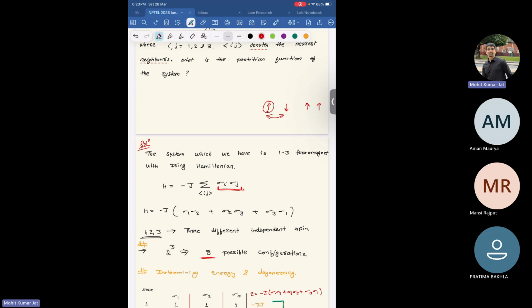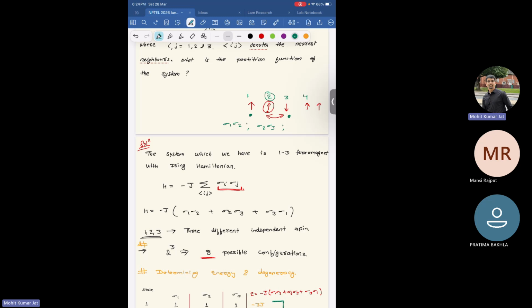This spin couples only to its neighbor, either this one or this one. So if it is 1, 2 and 3, then 2 can couple to 1 or 3. That's what the terms sigma 1 sigma 2 and sigma 2 sigma 3 signify. If there is a fourth one, you won't get a term sigma 2 sigma 4, because then you are not allowing the coupling between 2 and 4. It's just the neighbors, between the neighbors, they can talk to each other.